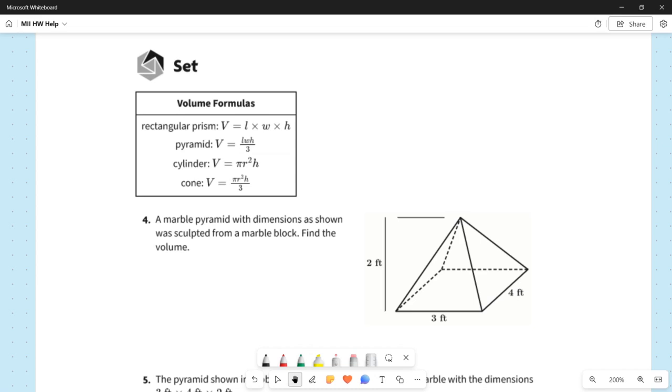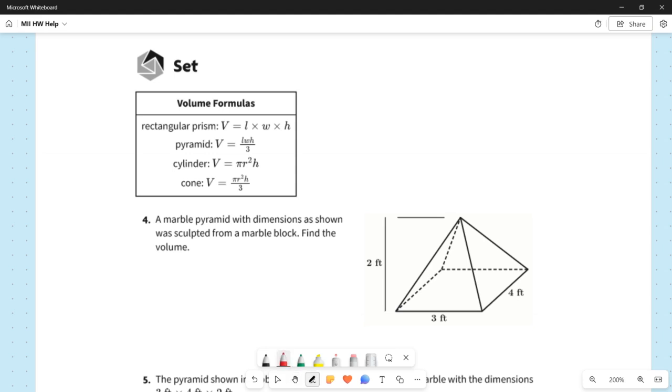Continuing on with the set section. The set section starts with a table here where they provide some volume formulas for us, which is nice of them. So we've got 4 formulas here. They're all volume. The first one is for the volume of a rectangular prism. They're telling us that the volume is the length times the width times the height. They're also telling us that the volume of a pyramid is length, width, height divided by 3. The volume of a cylinder is pi r squared h. And then for a cone, the volume is pi r squared h divided by 3.